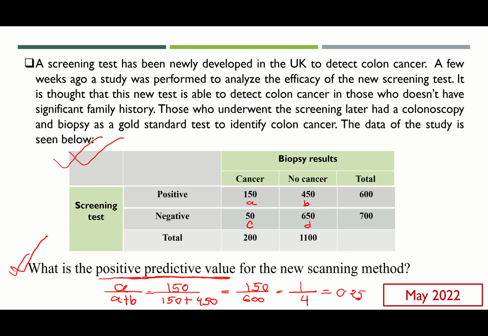So there you go, you have your answer, 0.25. Sometimes the options might be in percentage, so in that case you just multiply your answer with 100, which is 25%. There you go, that's your answer.